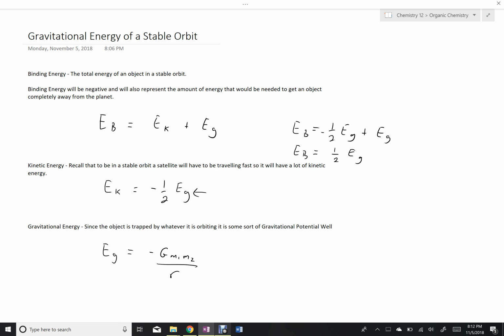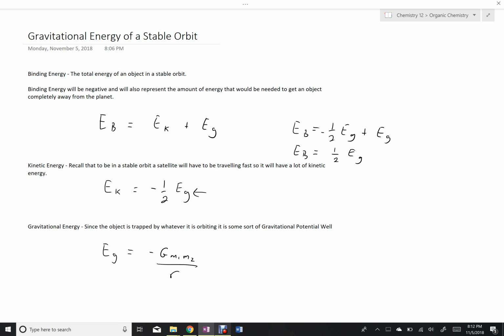To be careful with this, we need to make sure that we remember that this is for an object in a stable orbit. None of this would be true for an object that's resting on the ground. This is only for things that are moving really, really fast, orbiting the Earth so that they fall towards the planet at the same rate that the horizon falls away, and so the object stays in a perfectly circular orbit.